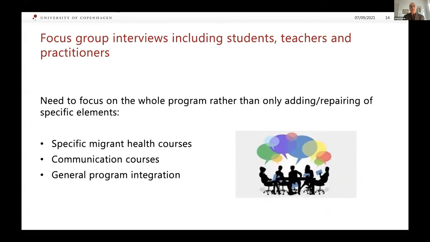And the focus group interviews included students, teachers, and practitioners. It was a clear message from these interviews that we need to focus on the whole program rather than only adding or repairing specific elements. We need specific migrant health courses, but we also need to develop communication courses to include this kind of perspective, and we need a general program integration.